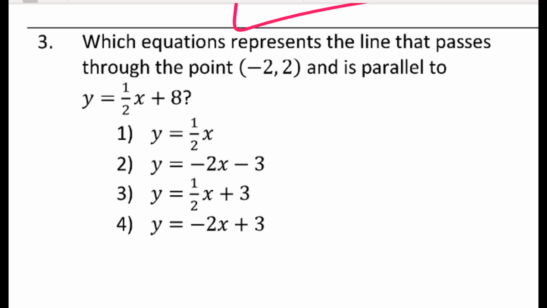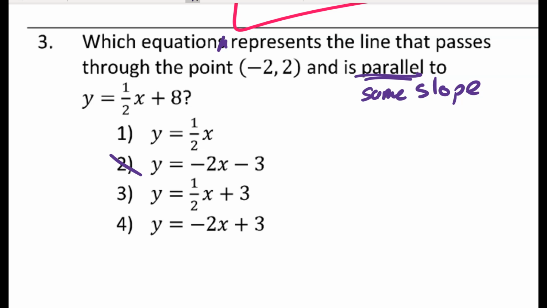For number 3, which equation represents the line that passes through the point negative 2, 2, and is parallel, remember that just means it has the same slope, as y equals 1/2 x plus 8. The question should just say equation, not equations.